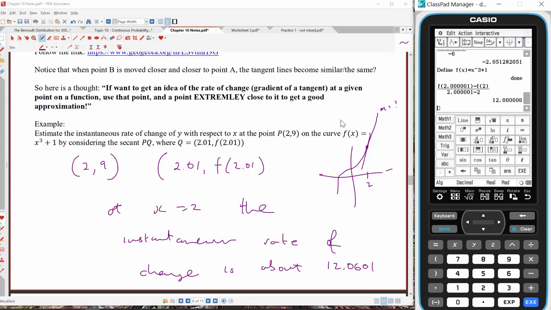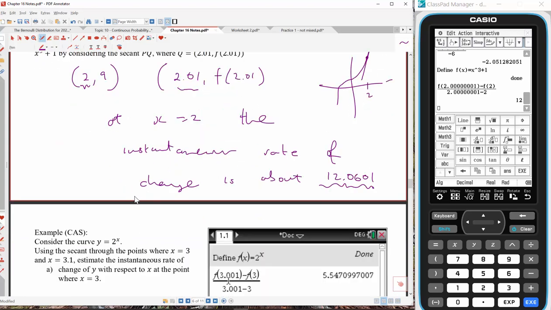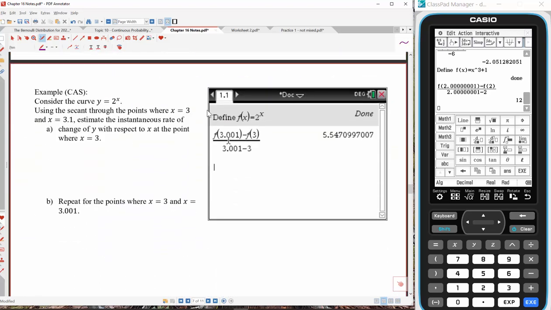All right, I can get even closer. And the difference in the points can get closer and closer and closer. So what I'm going to suggest to you is that the actual instantaneous rate of change is actually, I think I just put too many zeros in, is actually 12. But this gets us a good approximation of the instantaneous rate of change, 12.06, when I choose a point 2 and a point extremely close to it. So that's how I do it on the calculator.